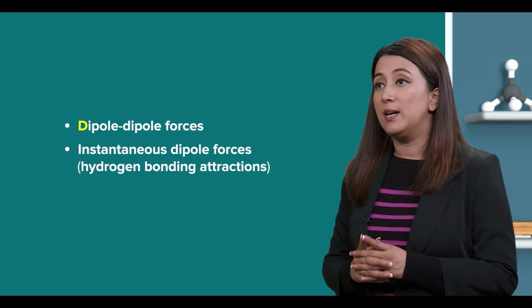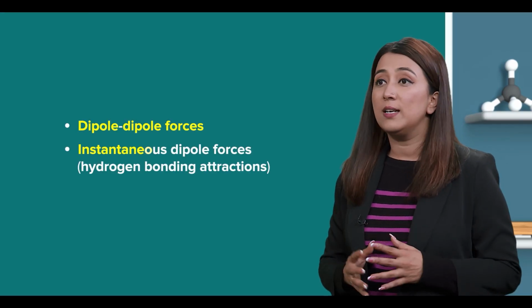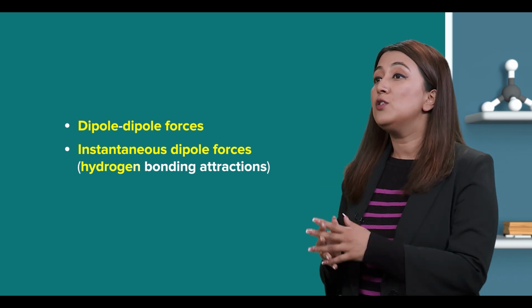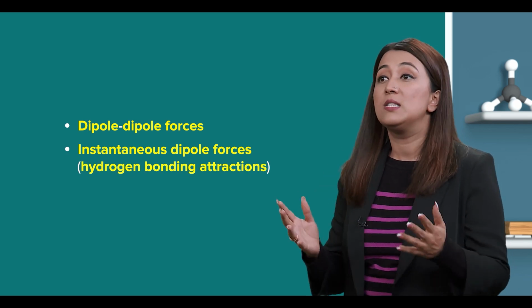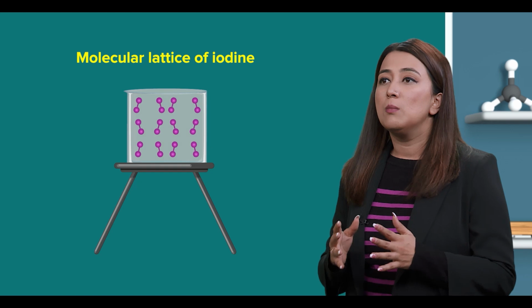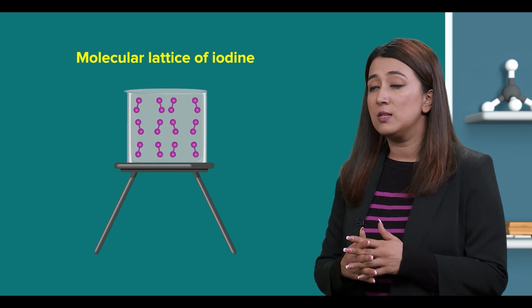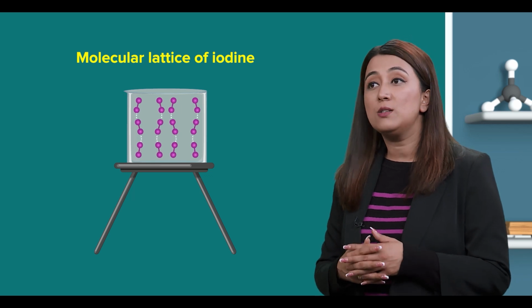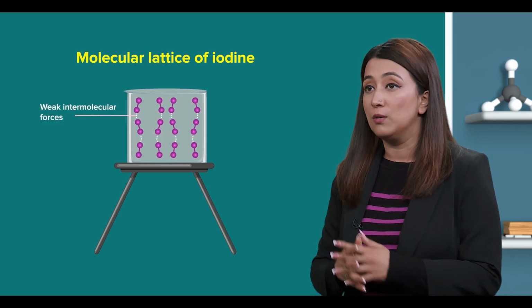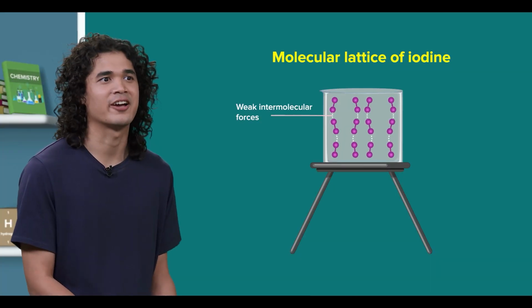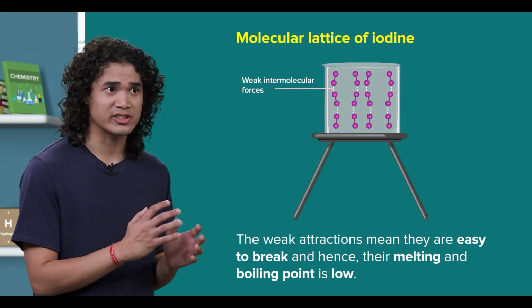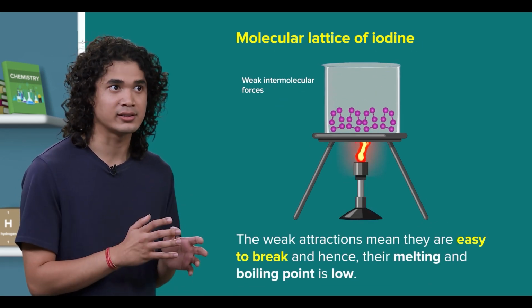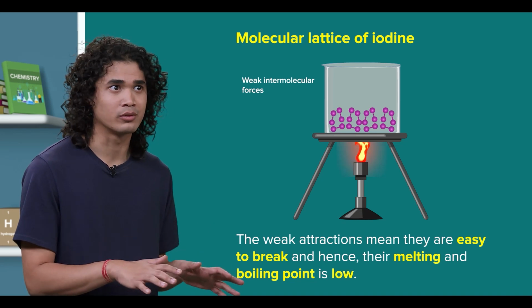So, in this case, I guess there is no chemical bonding between molecules. Yep, these weak forces are dipole-dipole forces, instantaneous dipole forces, or hydrogen bonding attractions which are comparatively weak. For example, the molecular lattice of iodine consists of a neat arrangement of molecules in a crystal lattice, which is held together by the weak intermolecular forces. I understand now. These weak attractions mean they are easy to break and hence their melting and boiling point is low. Exactly.